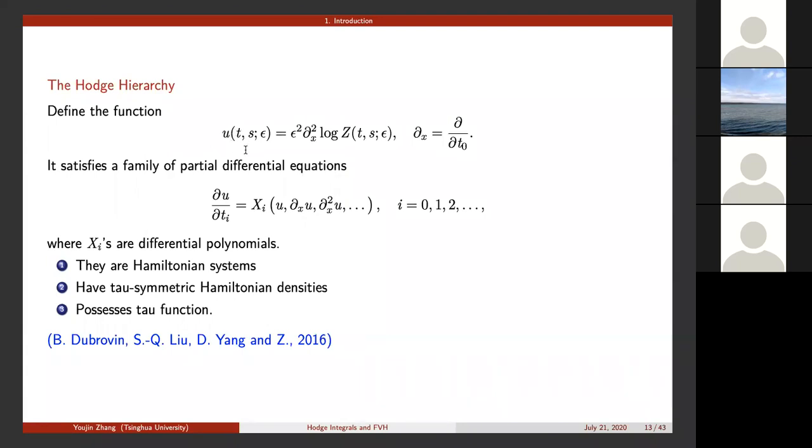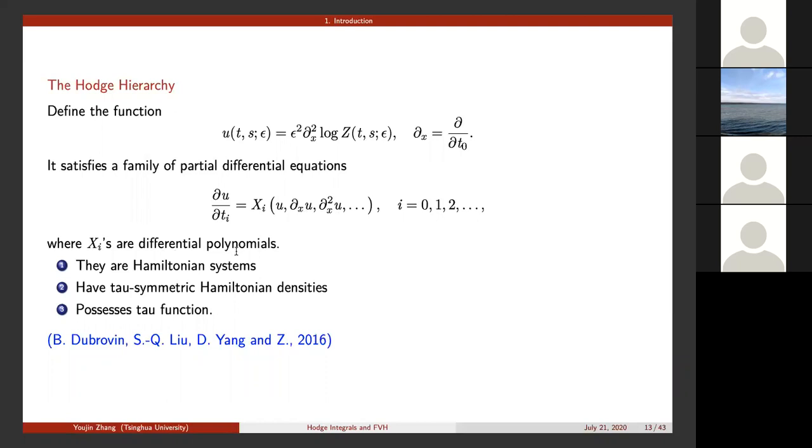So the result is given by the first paper that I listed on the first page, by Buryak, Shadrin, Spitz, and Zvonkine in 2016. We consider the general case, but for the particular case of a one-dimensional Fourier manifold, we obtained the result that this U again satisfies a family of partial differential equations.